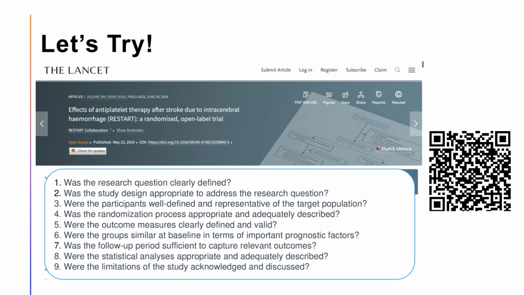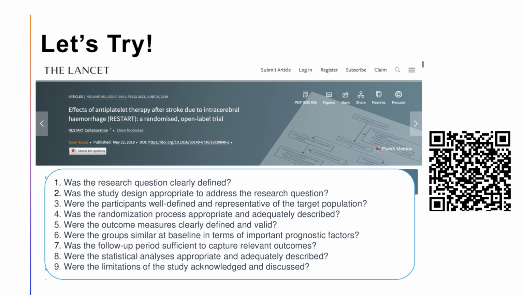So the best way to learn is always by practicing. So let's try to critically appraise a few articles. First of all, let's look at this article titled Effect of Antiplatelet Therapy After Stroke Due to Intracerebral Hemorrhage, RESTART, a randomized open label trial.